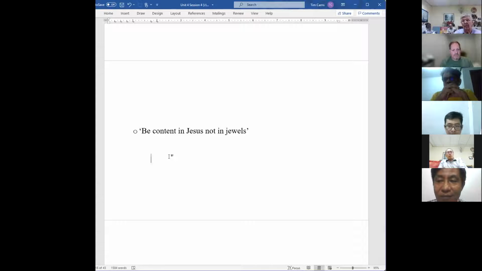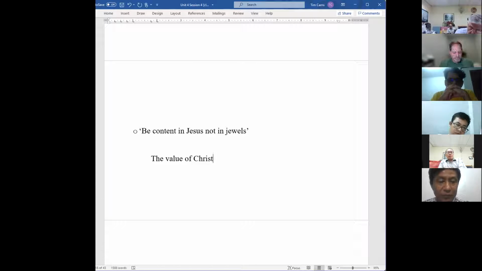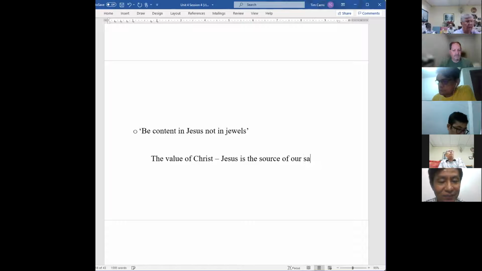Yeah, so it's clear here that the focus is the value of Christ, because jewels are mentioned. Anything else from this? Yeah, and Jesus can give maybe satisfaction, or Jesus is the source of our satisfaction or something like that. Okay, good.